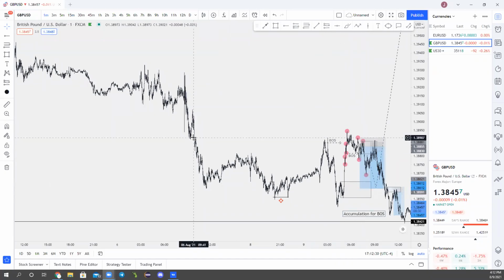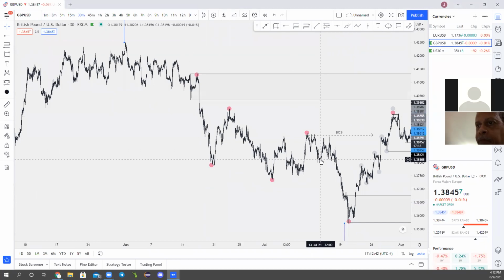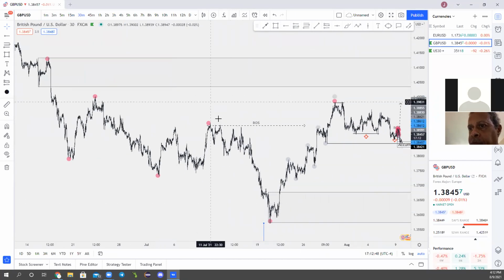Okay, GBP USD. I'm going to give a full breakdown on this, okay? Looking at the relatively higher time frame structure, what we really had with this pair was a break of structure right here. And we actually caught this bottom right here.